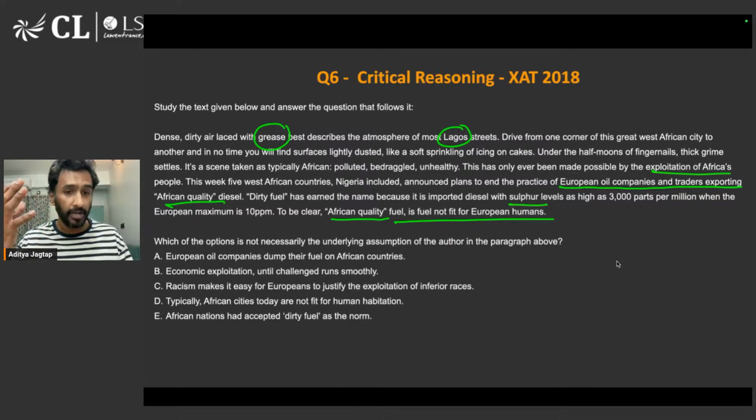Right? We're looking for an invalid assumption. That means there are four valid assumptions. The test I told you for a valid assumption is to add the word "not" to it.